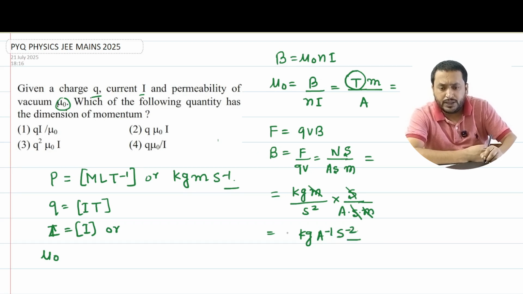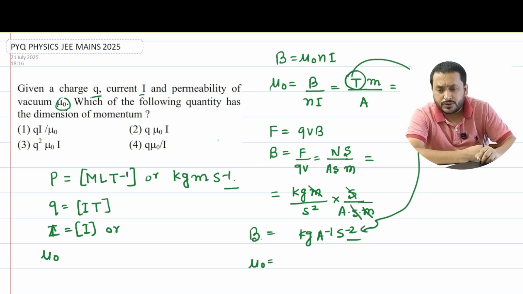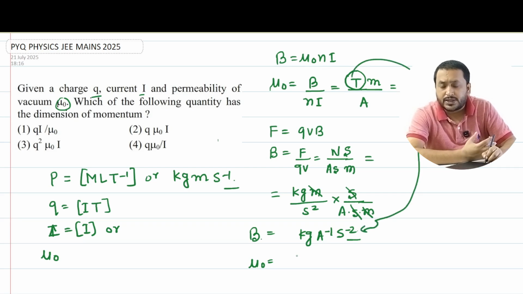So this is the unit of B, but we have to find out the unit of mu naught. So hence mu naught will be Tesla, and in place of Tesla I can write this, right? Tesla is a kind of derived unit, and this is the basic unit, correct? Okay, so it's kg per ampere per second square, I can write like this. Then we have a meter, then per ampere.